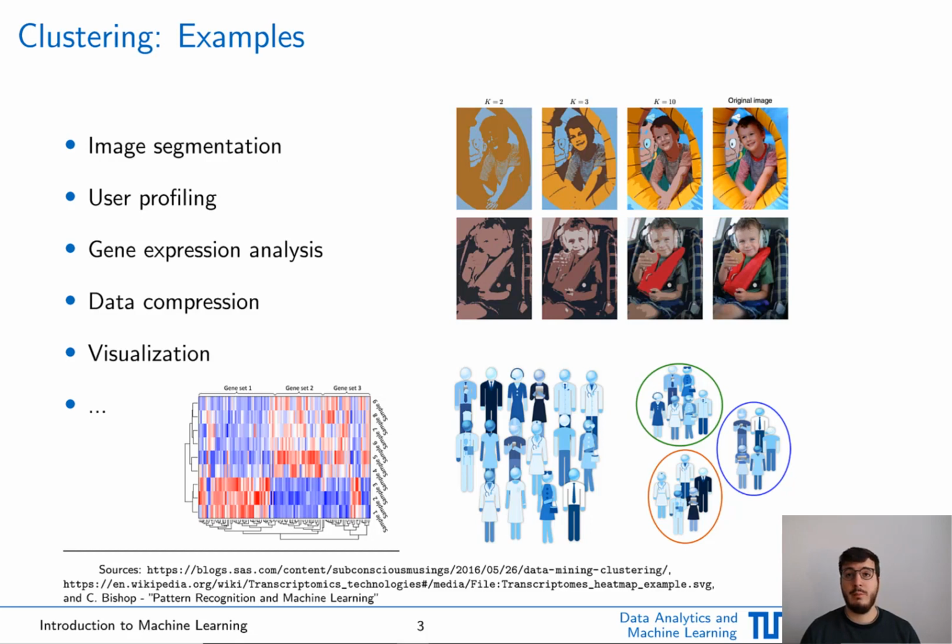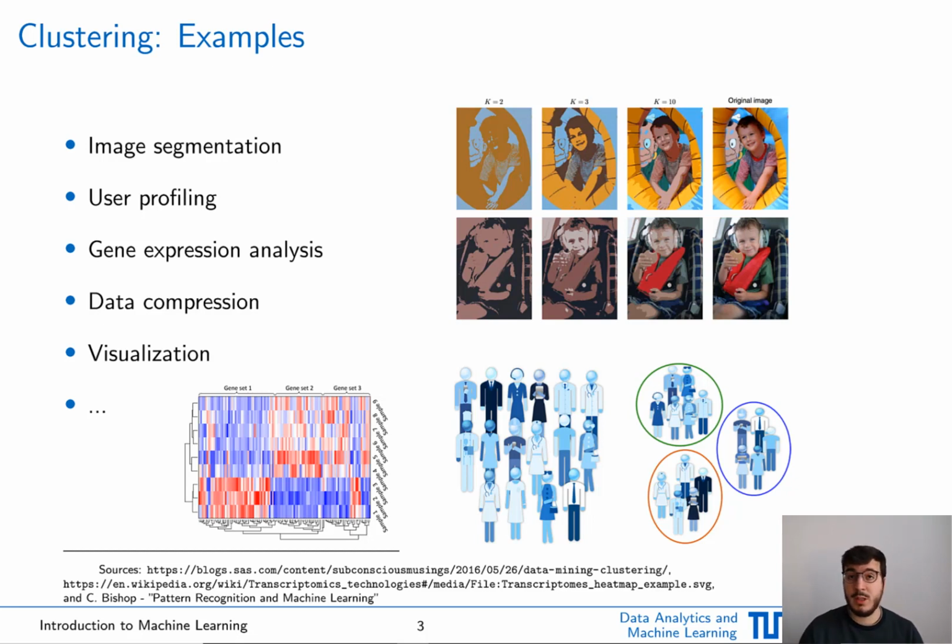You can also do clustering on a data set of different images. So now instead of having a single image and clustering the pixels, you can have many images and cluster the images themselves. And this can be useful to organize your album, for example, your photo album. So you can have images of forests grouped into the forest cluster, images of dogs grouped into the dog cluster, and so on.